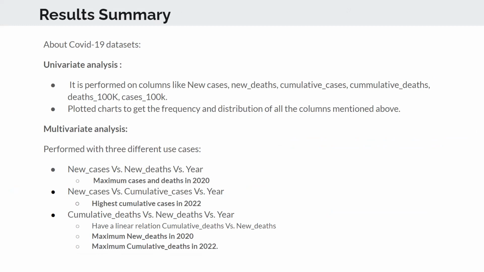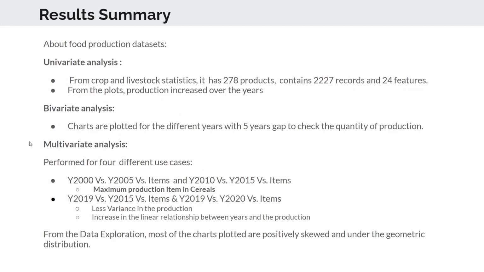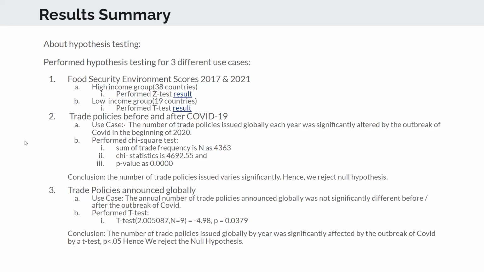So firstly, the COVID-19 datasets have been analyzed with univariate and multivariate analysis. The univariate analysis is done with 6 different columns, and we found the frequency and the distributions of the columns. And from the multivariate analysis, the key findings are that the maximum cases and deaths are in the year 2020, and the highest cumulative cases are in the year 2022. And the maximum number of death cases I could find is in 2020.